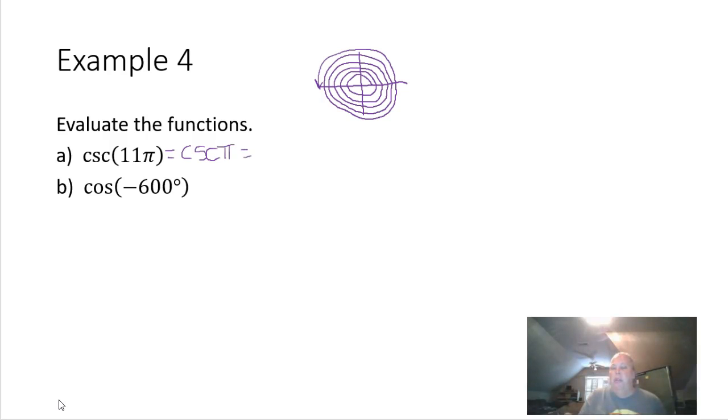All right, let's remember that the cosecant is 1 divided by the sine, which, remember, the sine is just the y-coordinate, so this is actually going to be 1 over y. Well, at pi, the y-coordinate is 0. This is going to give me 1 over 0. We can't divide by 0. So the cosecant at 11 pi is going to be undefined.